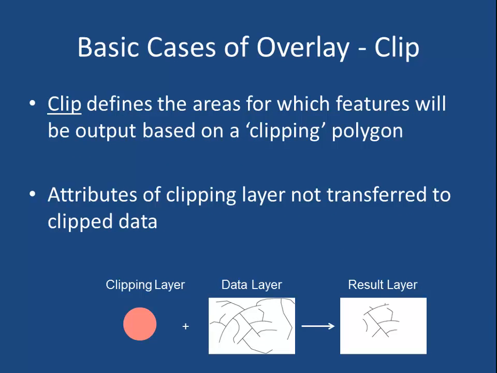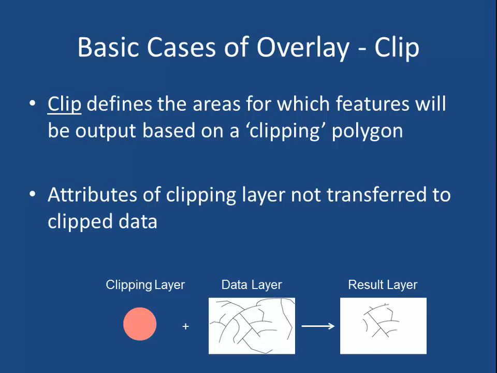The first basic case of overlays is the clip function. The clip function defines the area for which features will be output based on a clipping polygon. I like to think of this in terms of cookie dough and a cookie cutter. The cookie dough is the data layer that we want to reduce in size based on our cookie cutter. The clipping layer is the cookie cutter that will determine how we cut out the part of the cookie dough we're interested in.